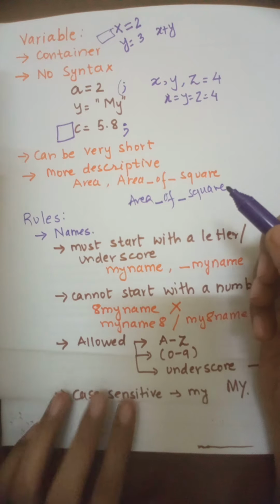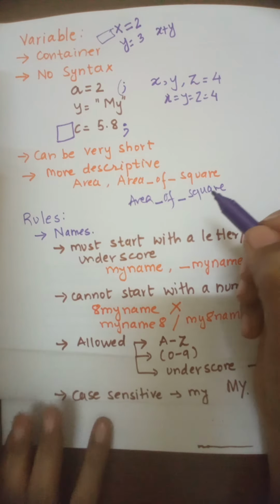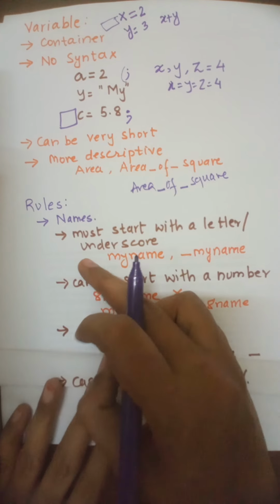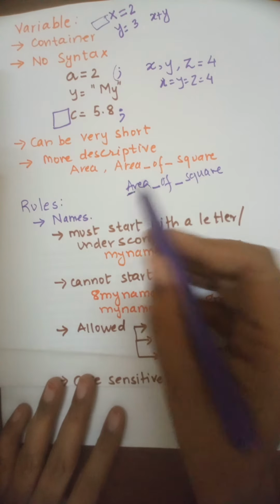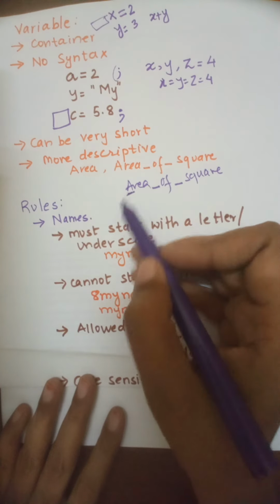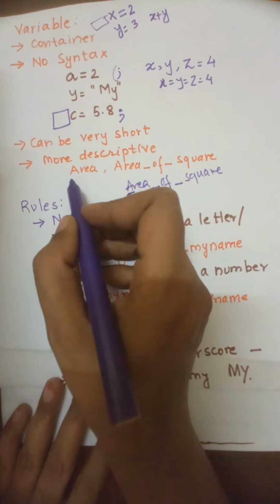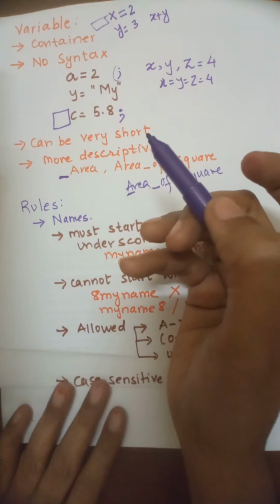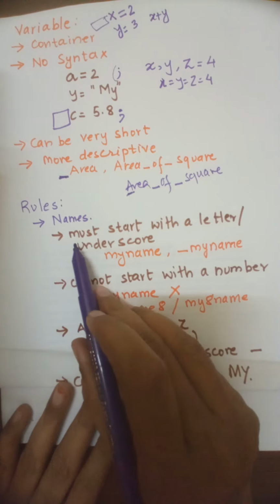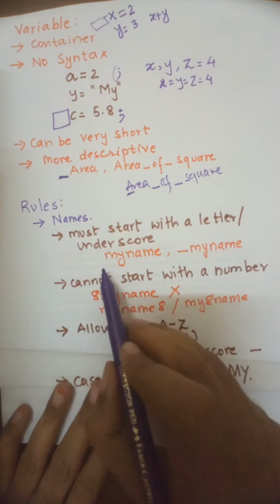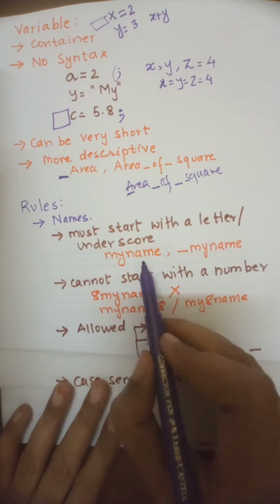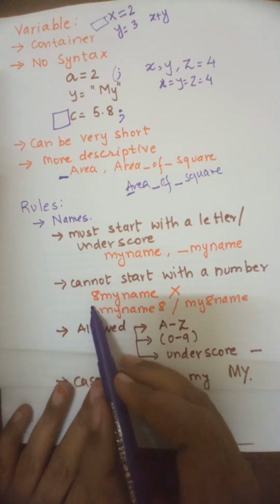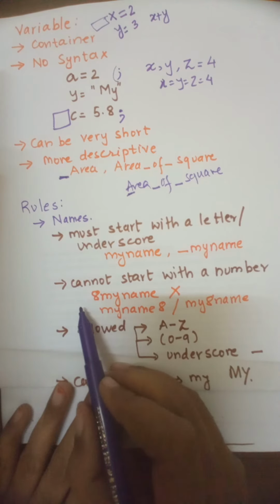That means there are some rules that we have to follow for writing the name of a variable. So what are the rules? The name can start with a letter, or it can also start with an underscore. So instead of area I can have an underscore also, but it cannot start with a digit. So your variable name can start with a letter or with an underscore. For example, my name and underscore my name. It cannot start with a number. That means 8 my name is not a valid variable name.